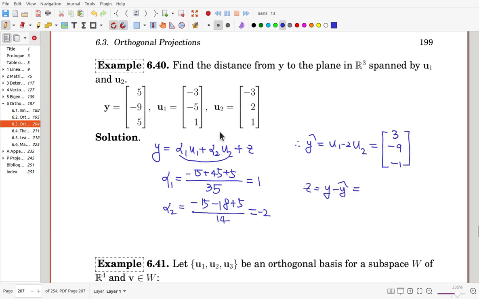Okay, now y and y hat subtracted, then that is 2 and that is 0, and subtracted then 6. So the distance is the z norm, which is now the square root of 4 plus 36, so that's the square root of 40. That's the final answer. Okay.